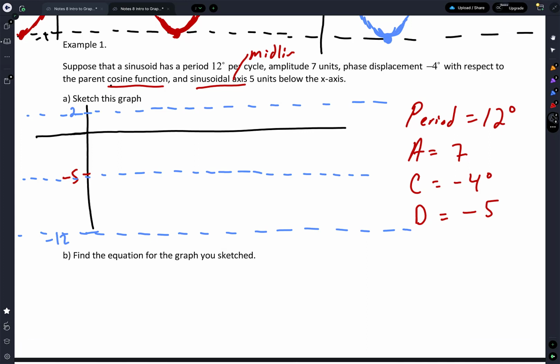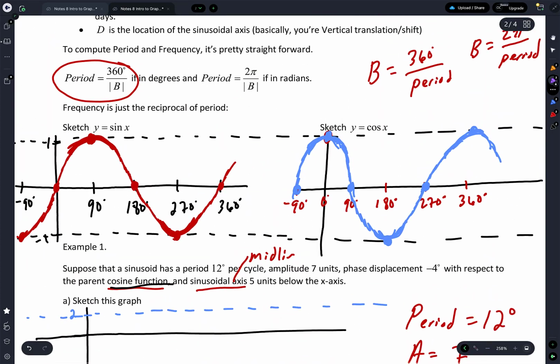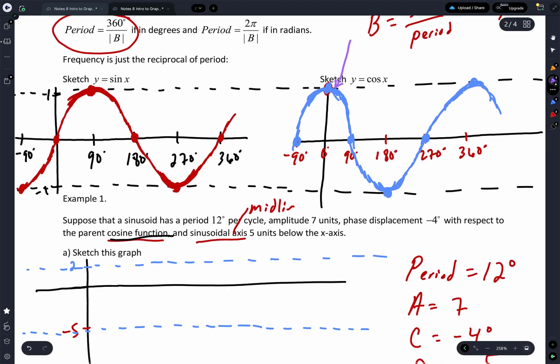Notice they say the parent cosine function. So guys, look at the cosine function. I want you to notice something, and this is the one we're going to focus on today. Notice the cosine function has a max right on the y-axis. Do you guys notice that? So I am moving that. It says phase displacement -4. So that means I'm moving that peak 4 degrees to the left.